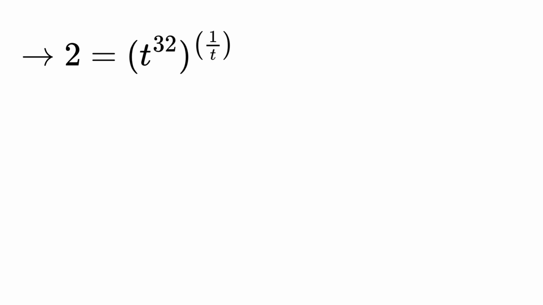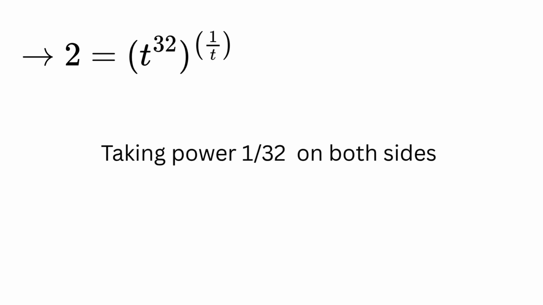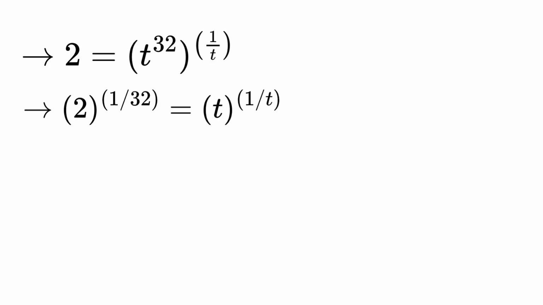Now, to simplify further, let's take power 1 divided by 32 on both sides. So now the left-hand side becomes 2 raised to the power 1 over 32, which is equal to t raised to the power 1 over t. So here's the clever trick. Let's manipulate the left-hand side to match the base and exponent structure on the right-hand side.